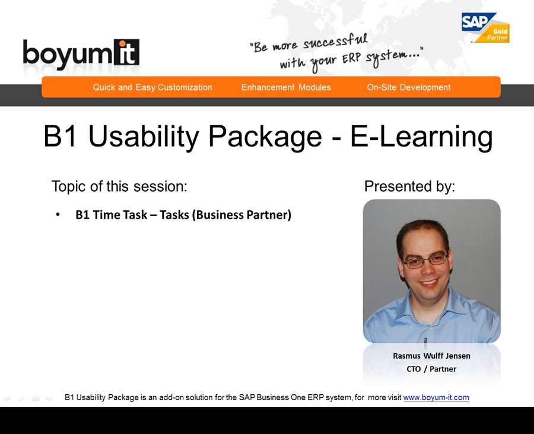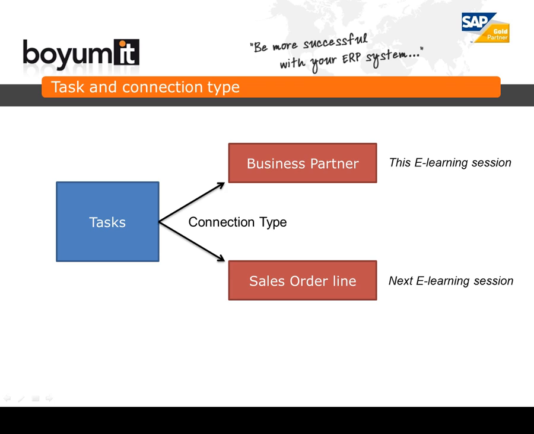My name is Rasmus Ole Jensen and the topic of this session is B1 Time Task, where we'll be looking into how to create tasks for business partners. This session is the first of two on how to create tasks in B1 Time Task, because you can have different connection types. You can either say a task is linked to a business partner or it is linked to a sales owner. So we will be covering this business partner part in this session, and in the next session we'll have on sales holders.